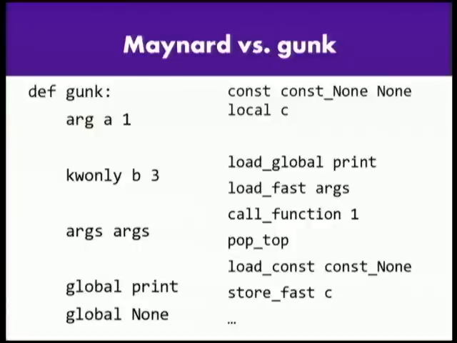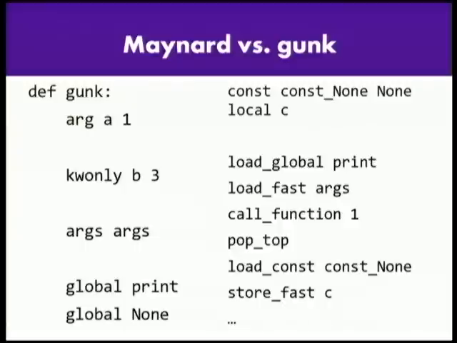We can see arg A1, that's a positional argument with a default of 1. KW only B3, that's a keyword only argument with a default of 3. We have star args, and that's called args. We have two globals, print and none. This is disassembling that dumb function that was assembled by Python, so the none string is still in globals even though we never use it. And we have a const called, I assign the name automatically, so it's called const underscore none, and it has the value of none. And we have one local variable called c.